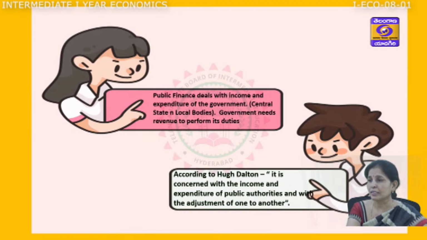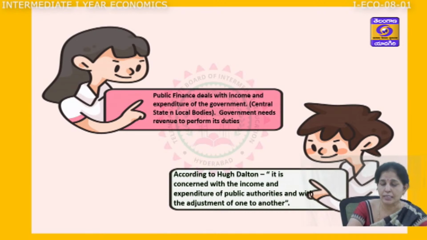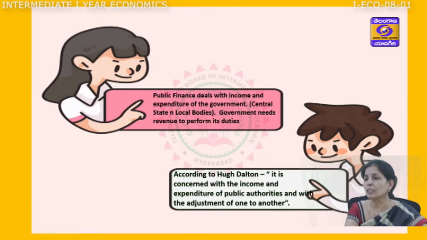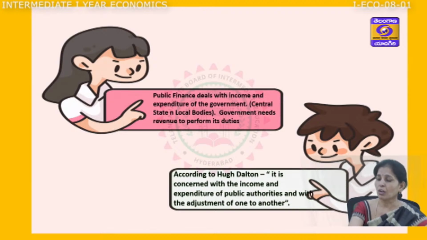Let us see one of the definitions given by the economist. According to Hugh Dalton, it is concerned with the income and expenditure of public authorities and with the adjustment of one to another. This is a definition which is given in quotes. We need to write it in the same manner. It talks about the income and expenditure.